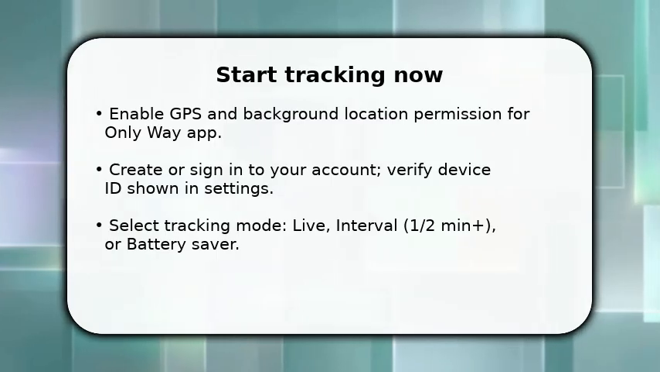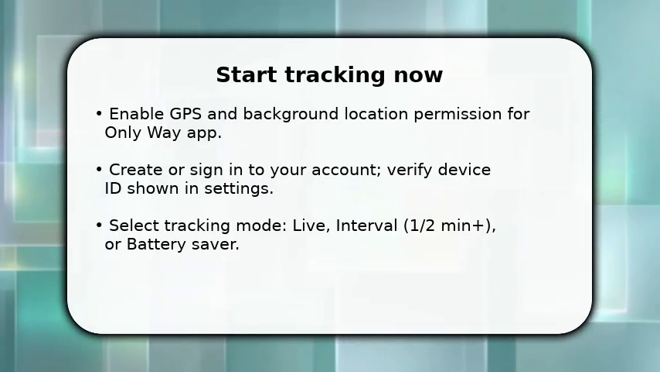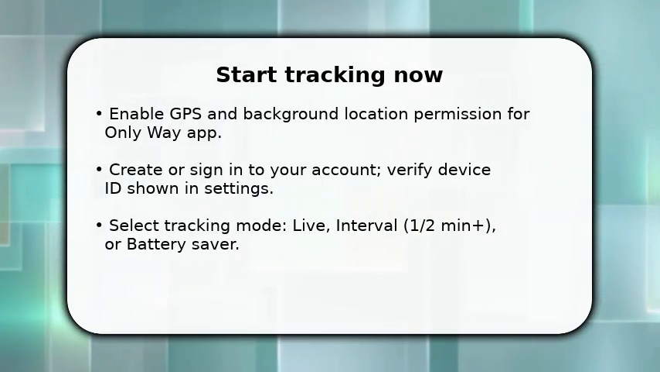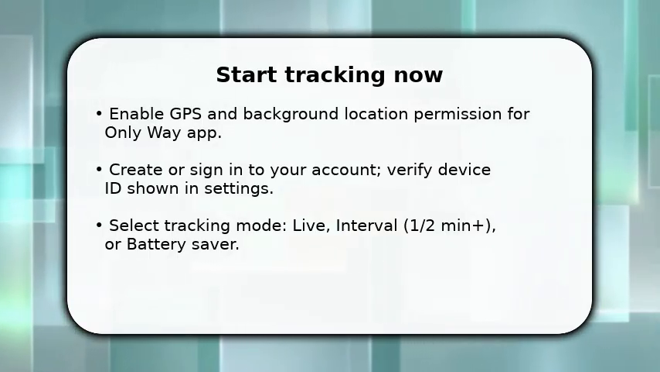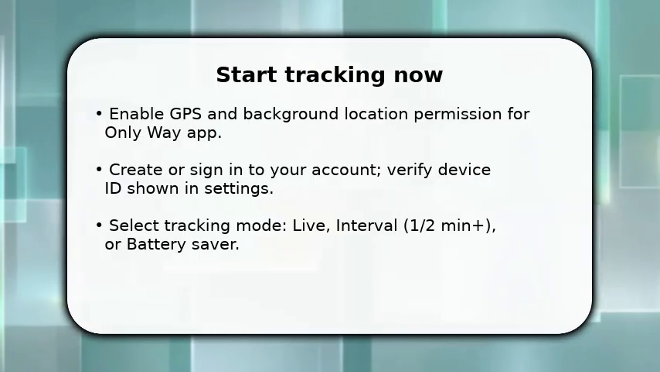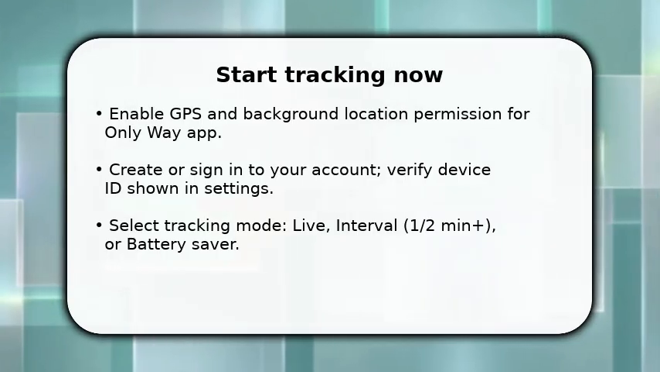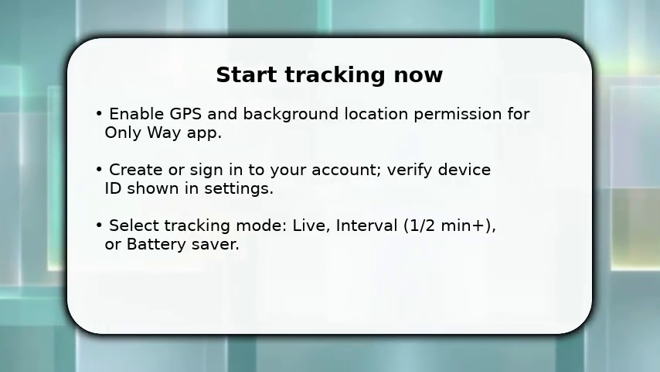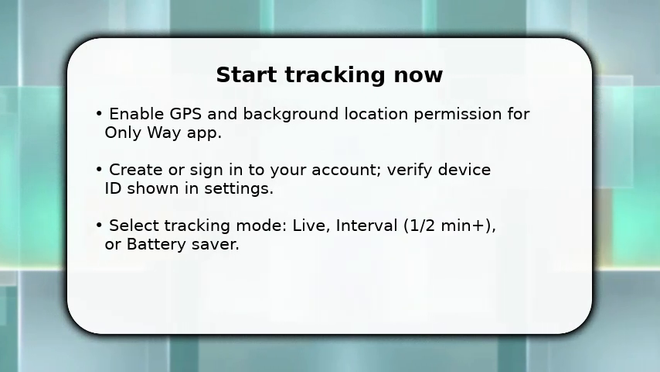Enjoy the video. You begin by opening Only Way and granting precise GPS and background location. This lets the app record movement continuously. Once done, sign in or create your account so device data ties to your profile and syncs. You should confirm the device ID in settings and choose a tracking mode: live for real-time, interval for periodic points, or battery saver to reduce drain. Make sure to set an interval appropriate for your needs, so initial data appears immediately and accurately.